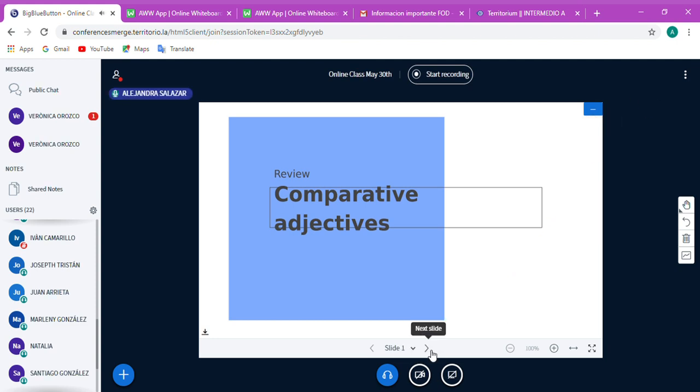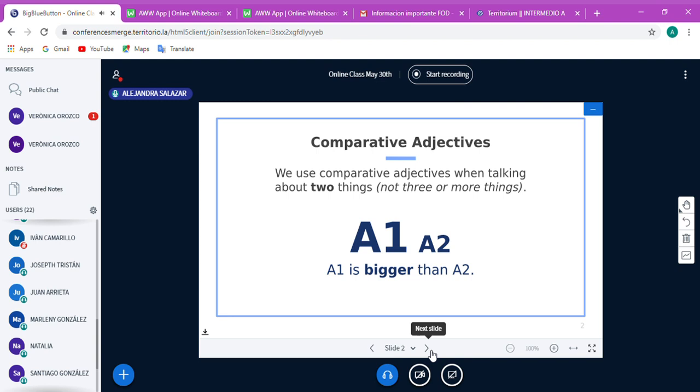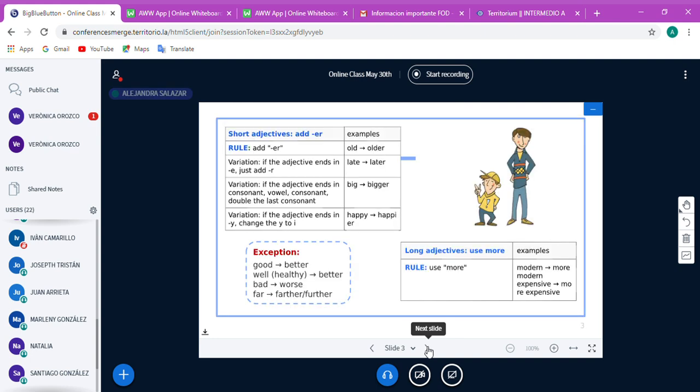We say that comparative adjectives, we use them to compare adjectives when we are talking about only two things. For example, A1 is bigger than A2. Okay? So comparative only compares two things. And we have some rules.